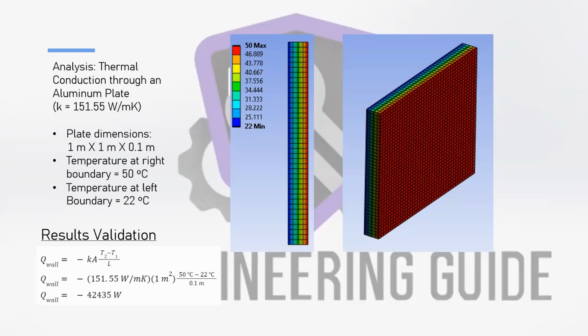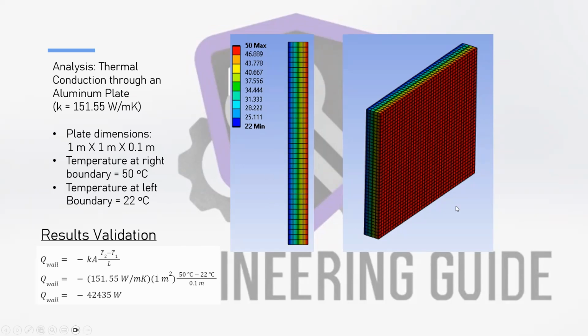Now, as we are going to see in Ansys, the thermal conductivity varies as a function of temperature. Therefore, for a different temperature, we're going to have a different thermal conductivity. So the 151.55 that we have calculated here is the average thermal conductivity over a plate that has a temperature on the left-hand boundary of 22 degrees Celsius and on the right side of 50 degrees C.